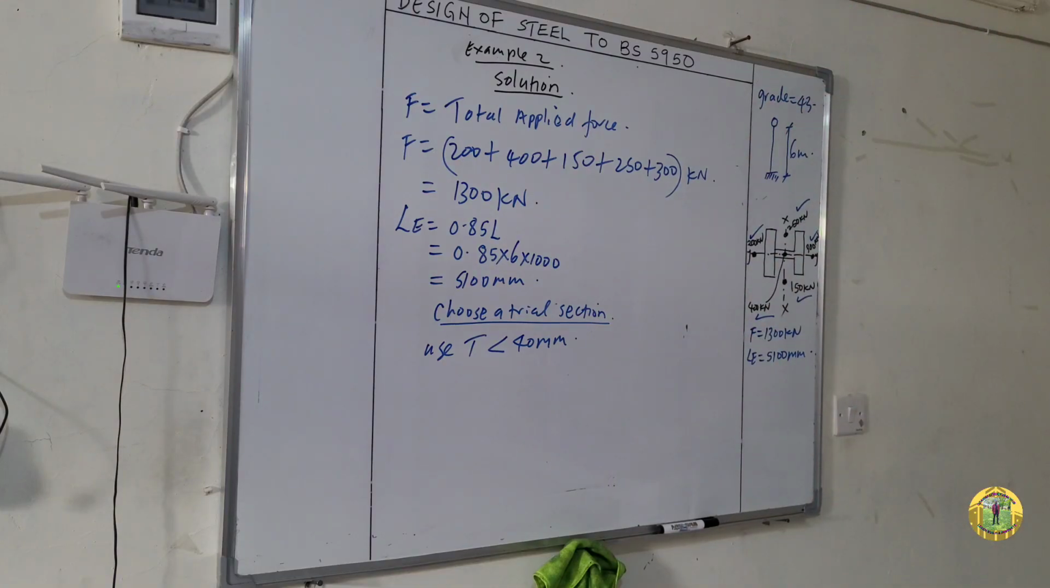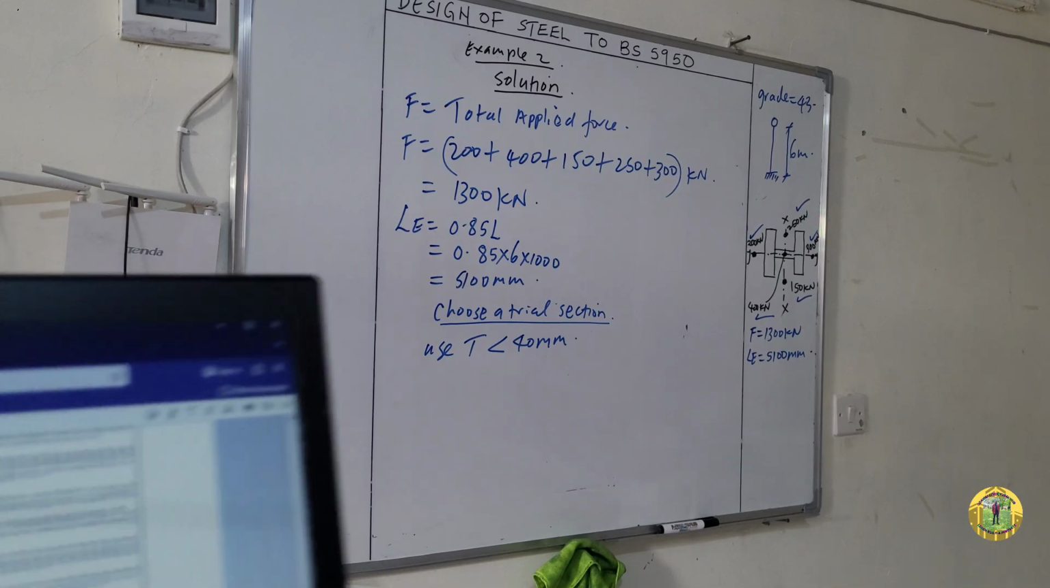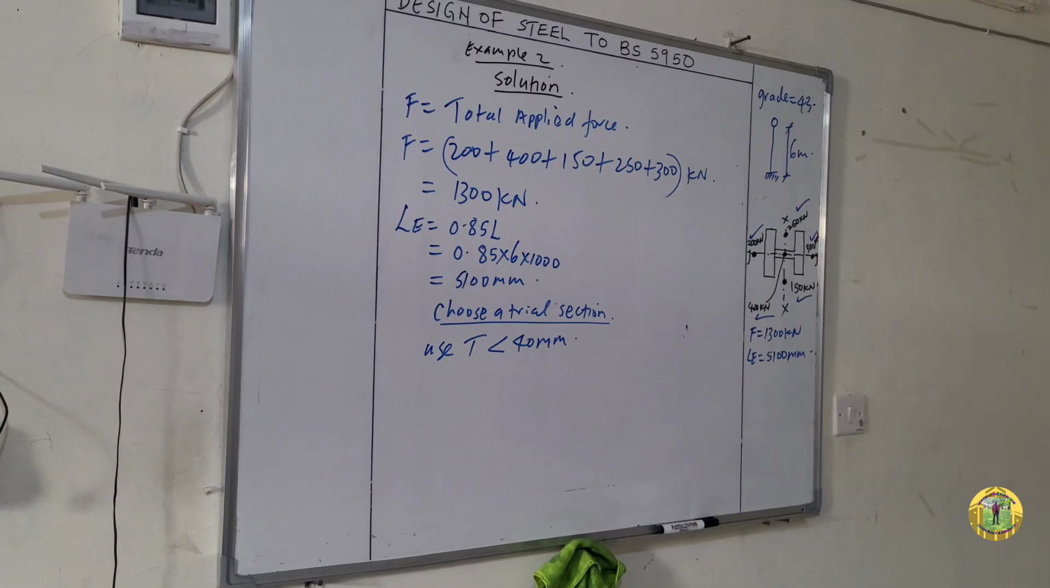But for you as a student, you just choose a trial section and check if it will pass or fail. If it fails, you just write a statement saying that it is not okay, try another section, and you leave it at that point and continue with the other design considerations. But for someone who is practicing, you will go back and choose another section and start the process of checking.